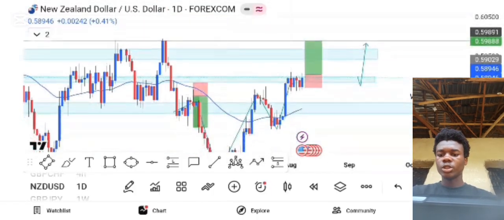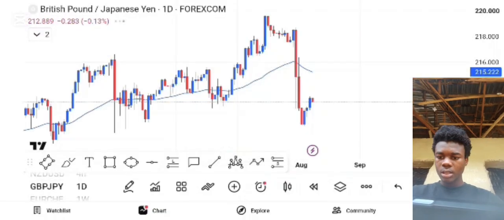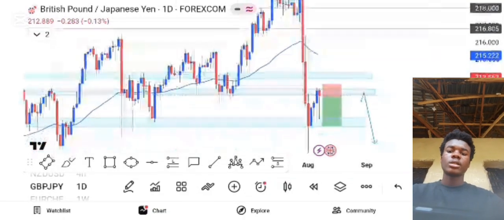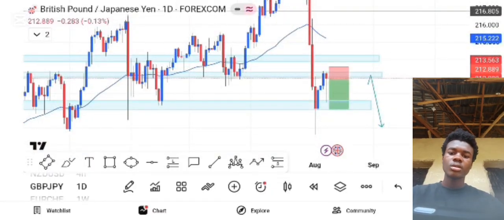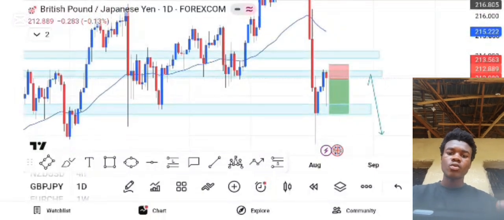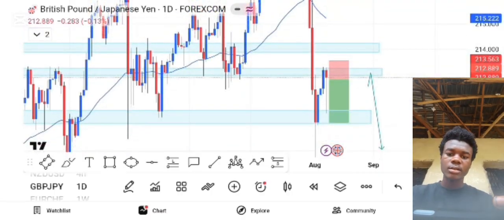Let's go to GBP/JPY. We are strongly bearish on GBP/JPY if you take a close look. We are having a very bearish candlestick rejection, as you can see.